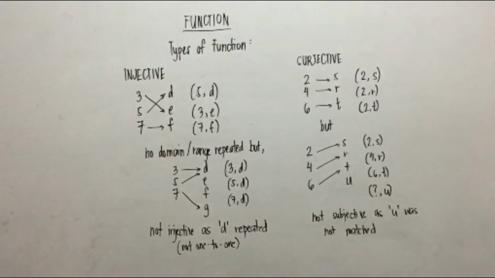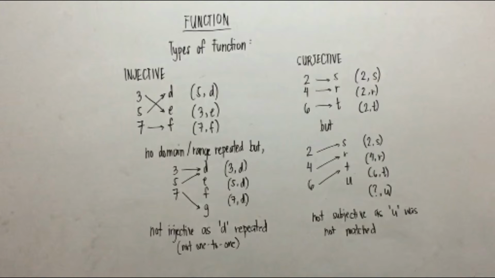In the first figure, we have 3, 5, and 7 for our domain, and D, E, F, and G for our range. As we pair each of our domain values to exactly one value only in our range, this satisfies the one-to-one condition of injective, as no domain or range value repeated. For the second figure, it is not injective as D repeated because 3 and 5 are both assigned to it, therefore not satisfying the one-to-one condition.